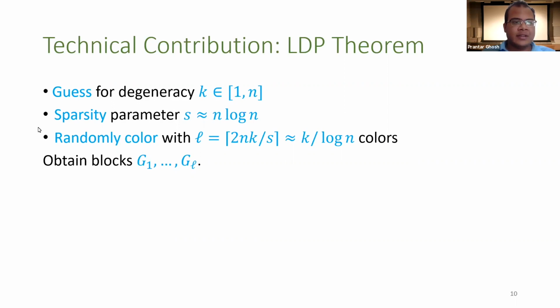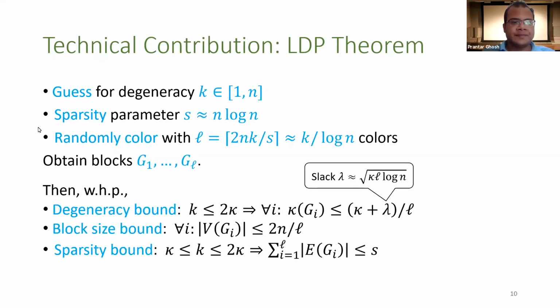Then the LDP theorem says that with high probability, if our guess is good, that is between the actual value of kappa and double of that, then we have a degeneracy bound of roughly kappa over L with some slack lambda. The block size would be bounded by 2n over L, and the total number of monochromatic edges would be bounded by the sparsity parameter S.